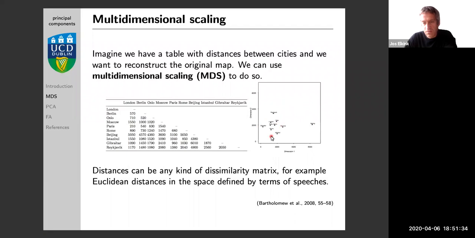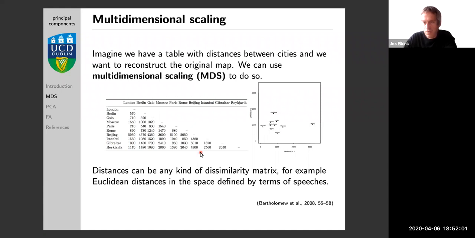And you will see, if you think of north-south a bit in this direction, that this is a pretty good representation of the different locations of these cities, right? So Berlin is to the east of London, and further east is Moscow. Beijing is much further to the east. Reykjavik is a bit more to the northwest, etc. So this is a fairly good reconstruction of the map based on this distance table.